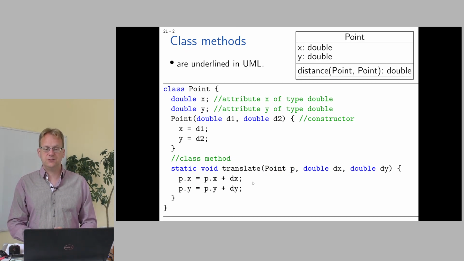In UML, we can also visualize class methods, and you see here this distance method in UML. There we are requiring two point objects as input arguments. We are returning a double value, and to indicate that it's a class method, I have this underline here. So the underline for a method shows that this method is a static method, a class method.